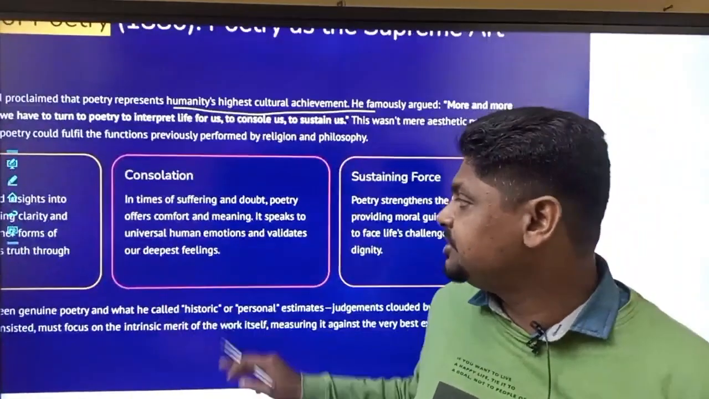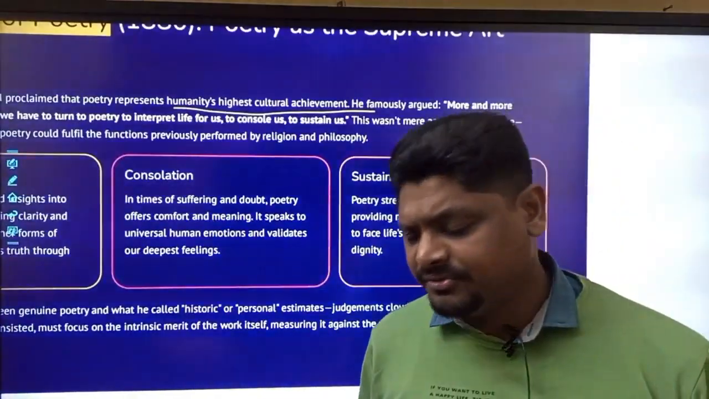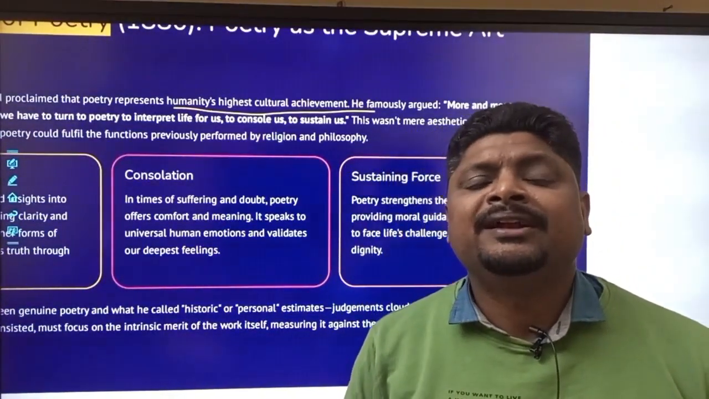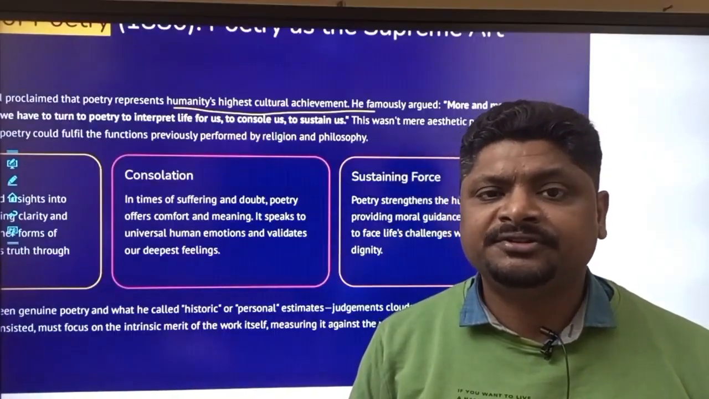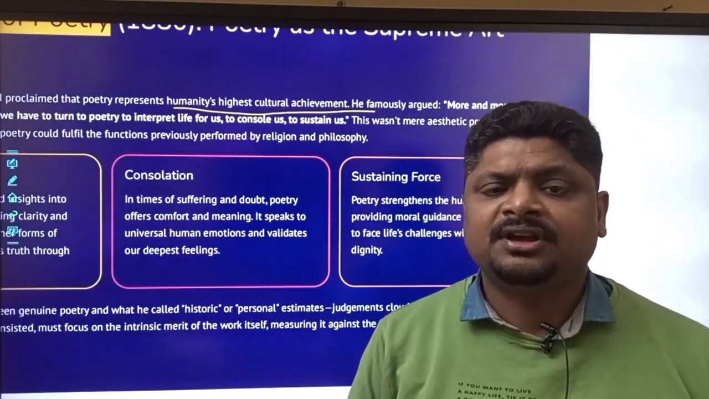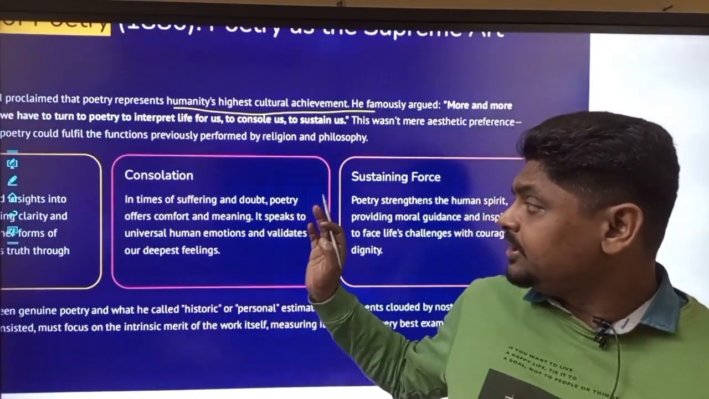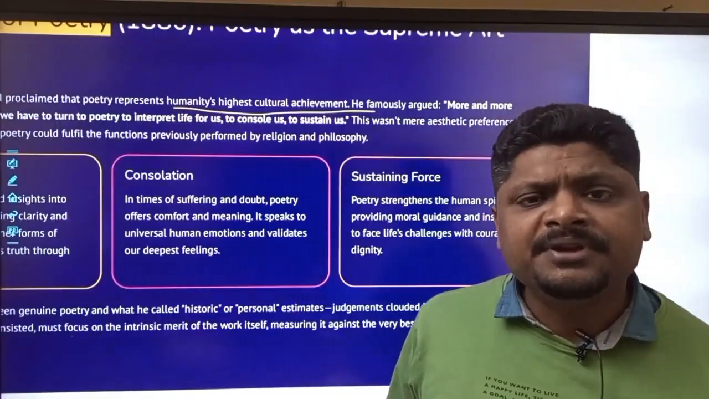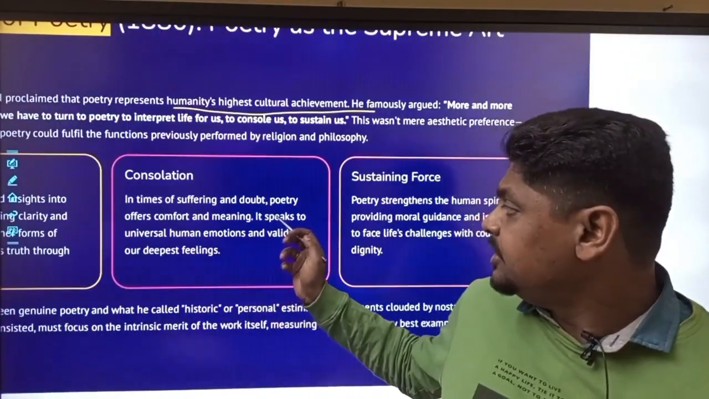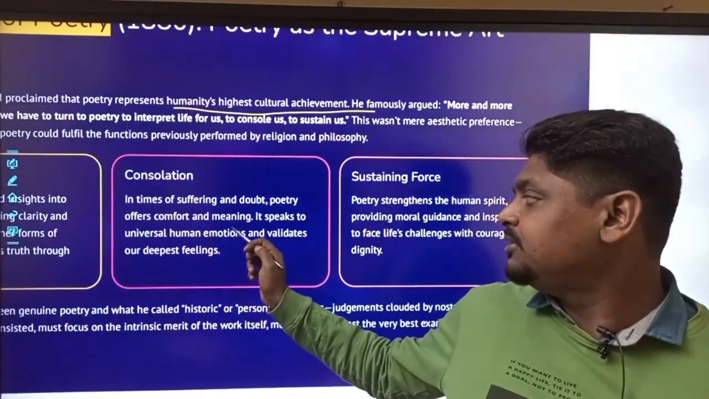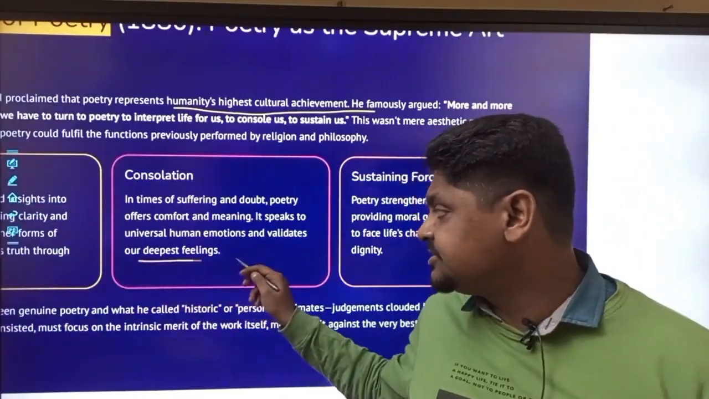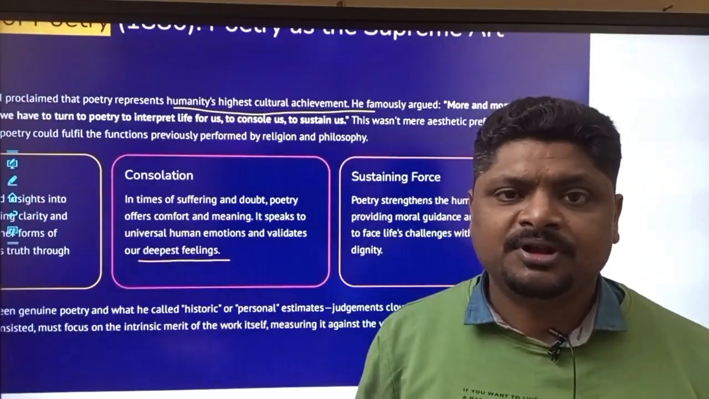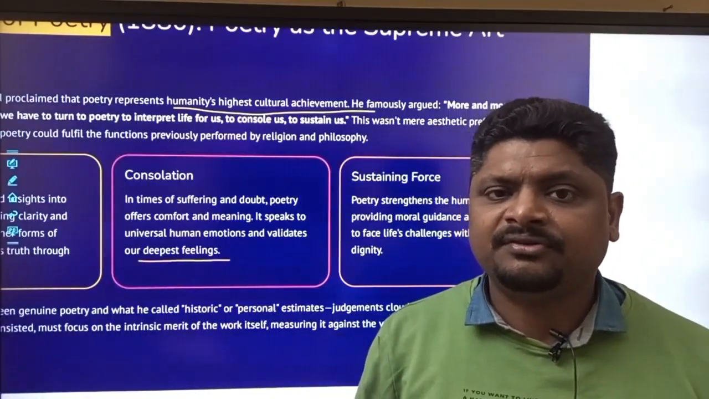Then consolation in times of suffering and doubt. Victorian era is an age of conflict, dichotomies, and doubts. In times of suffering and doubt, poetry offers comfort and meaning. Right? It speaks to universal human emotions and validates our deepest feelings. So, poetry is the supreme art form, not religion, not even philosophy.